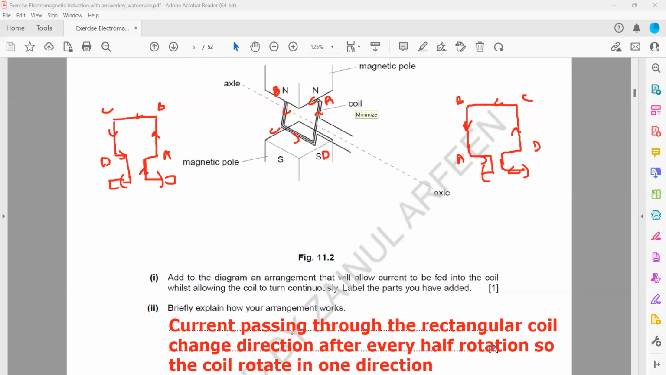How does this make the wire rotate in one direction? As you can see, for example, if AB was experiencing a force into the page, CD will experience a force out. So AB is into, CD is out. After 180-degree rotation, AB is on the left-hand side and CD is on the right-hand side. Now CD will experience an inward force and AB will experience an outward force. So again, it will flip 180. When AB is on the right-hand side, the direction of the force was in, but when AB is on the left-hand side, the direction is out. So as a result, every half rotation, the direction of the current and the force changes, which causes it to move in one direction, either clockwise or anti-clockwise.